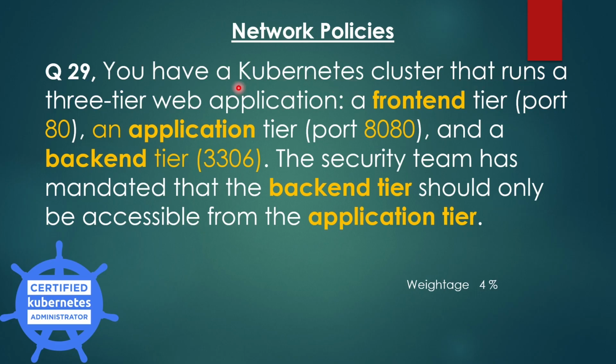You have a Kubernetes cluster that runs a 3-tier web application. A front-end tier running on port 80, an application tier running on port 8080, and a back-end tier on port 3306. The security team has mandated that the back-end tier should only be accessible from the application tier, which means we need to implement a network policy on the back-end pod.